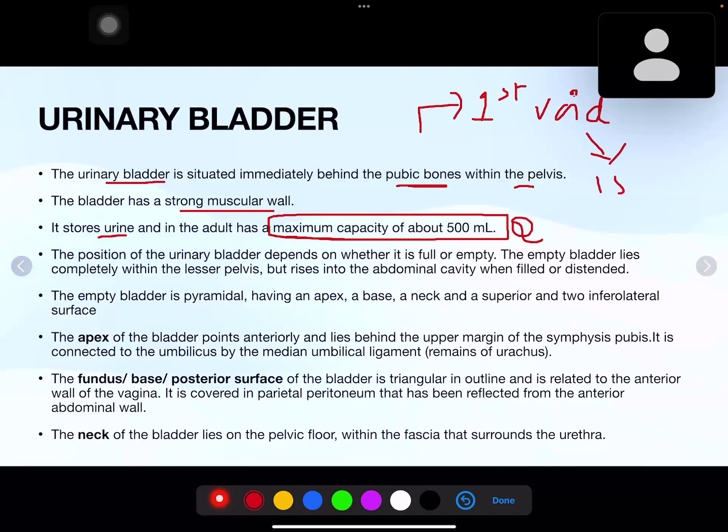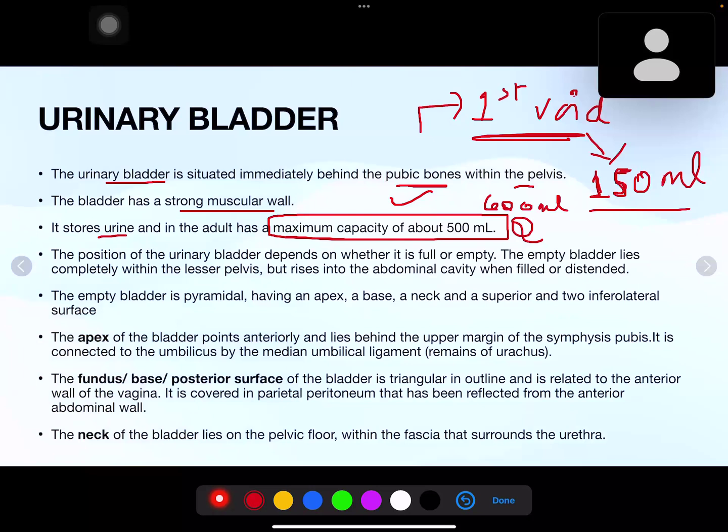So that is actually the 150 ml, and there are a few pressures which we will be discussing later on in our next modules, not here. So just remember the maximum capacity of the bladder is 500 to 600 ml, and you get the first void at 150 ml.